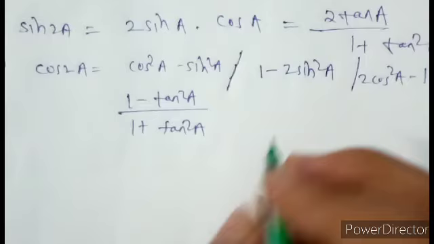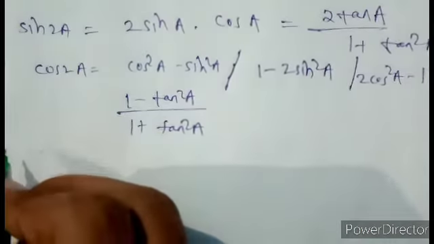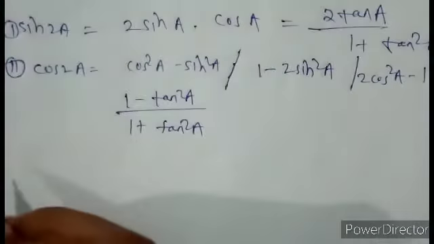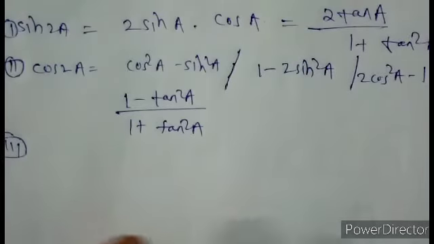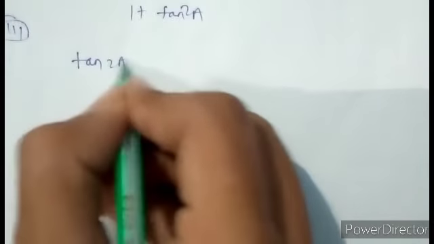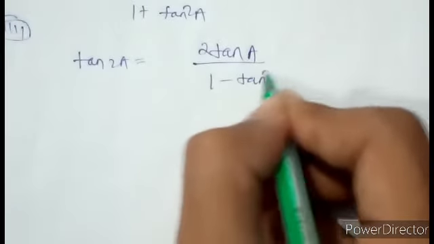Sorry, this is enough. This is the second formula, this is the first formula. Then the third one is tan 2A, that is 2 tan A upon 1 minus tan square A.